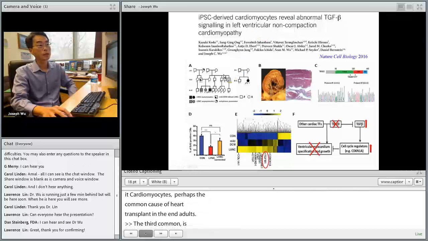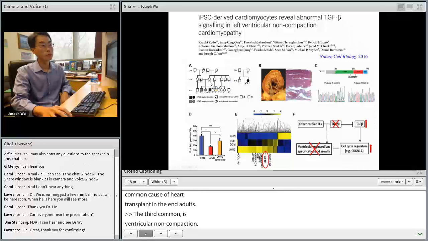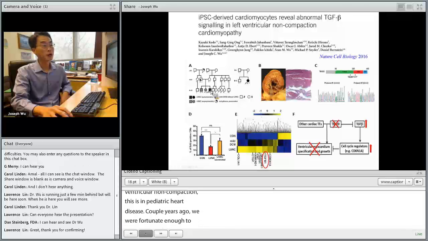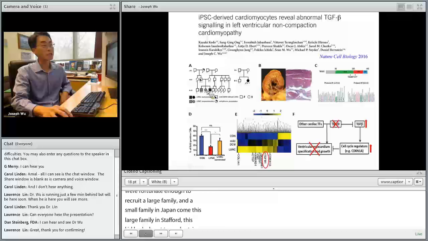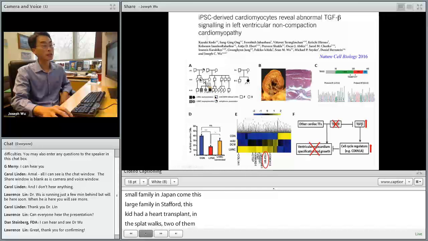And so a couple of years ago, we were fortunate enough to recruit a large family at Stanford, and another smaller family in Japan. In this large family at Stanford, this kid here already had a heart transplant, as shown by the black box right here. Two of his siblings also have LV non-compaction, but they were asymptomatic. The father had mild dilated cardiomyopathy. In this kid who had the heart transplant, you can see the explanted heart has this spongiform formation.